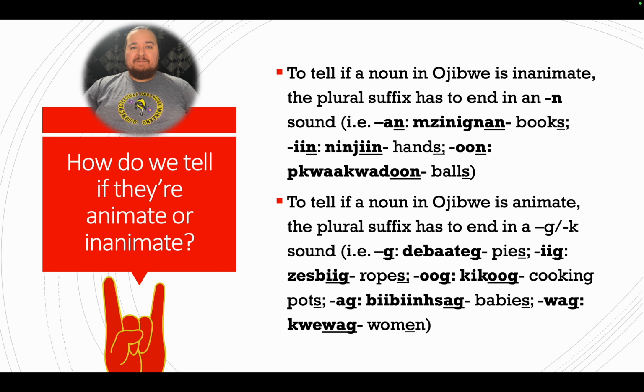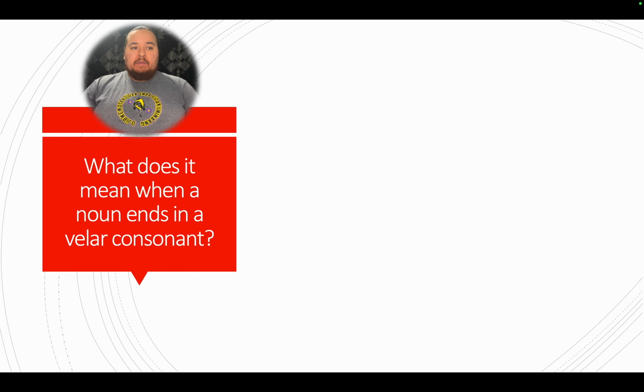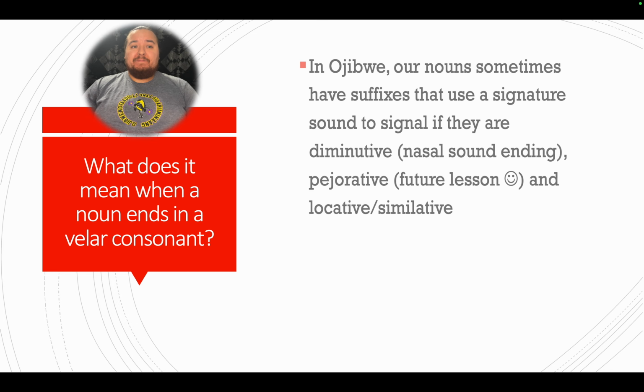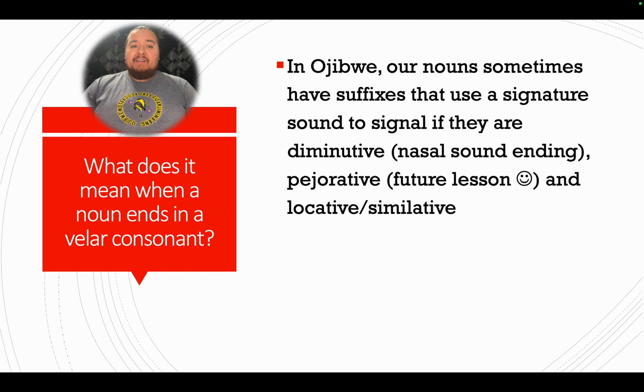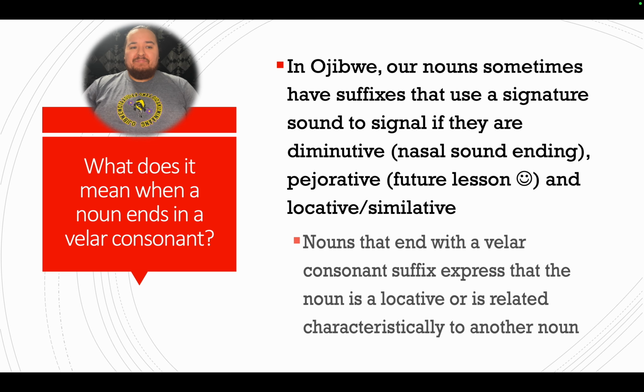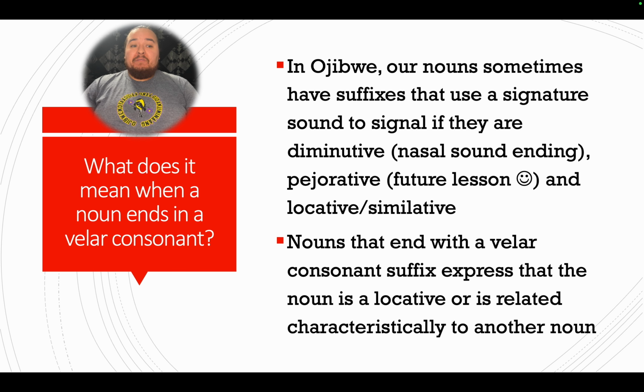Alright, let's move on. So what does it mean when a noun ends in a velar consonant? So in Ojibwe, our nouns sometimes have suffixes that use signature sounds to signal if they're diminutive, that's the nasal sound ending, pejorative, it's a future lesson, and locative/similitive. So nouns that end with a velar consonant suffix express that the noun is a locative or is related characteristically to another noun.